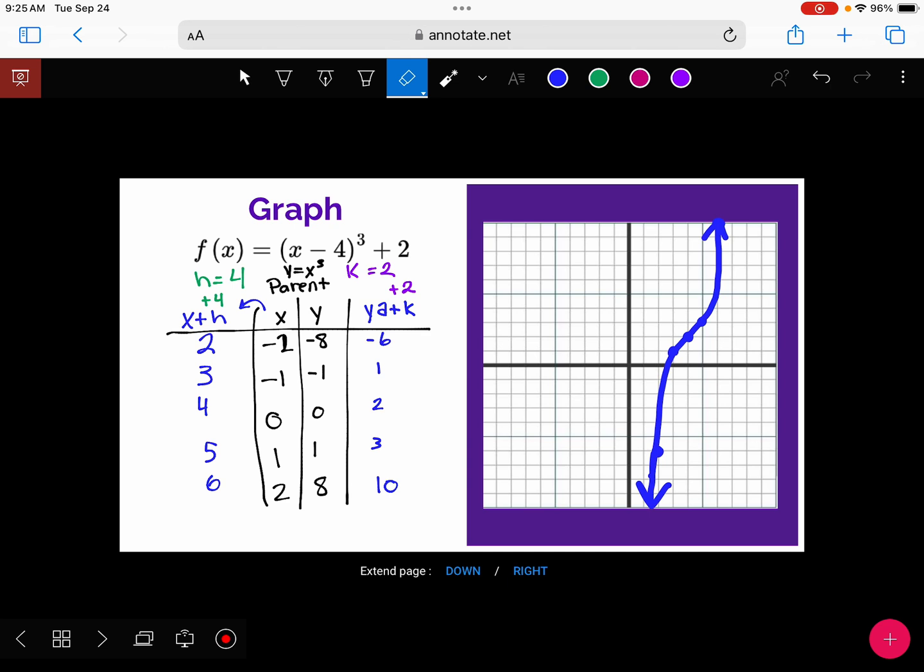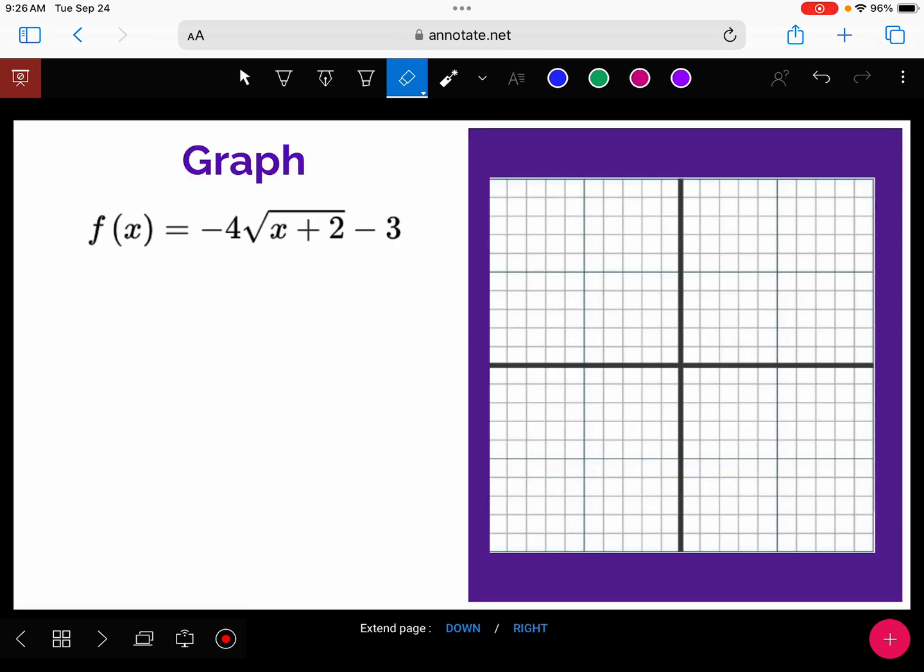Questions on our cubes? It's a very similar vibe. So then let's think about our square roots.